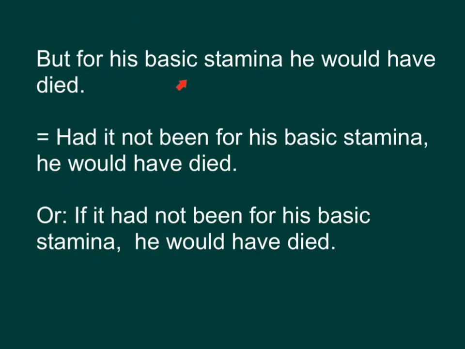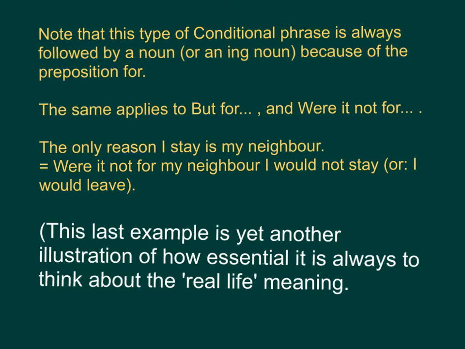But for his basic stamina, he would have died. Had it not been for his basic stamina, he would have died. Or if it had not been for his basic stamina, he would have died. Note that this type of conditional phrase is always followed by a noun or an -ing noun because of the preposition for. The same applies to but for and were it not for.